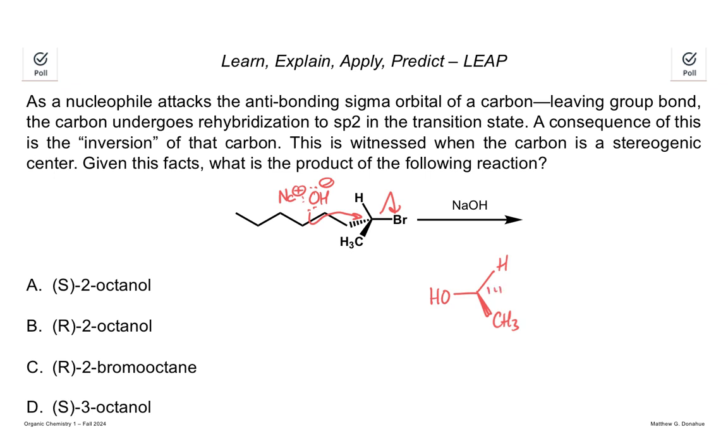And then the rest of the chain, 6 carbons, is going back. So this is probably the easiest way to interpret SN2, because you have those 3 substituents on one side, and then in the product they're on the other side. So that's the inversion.